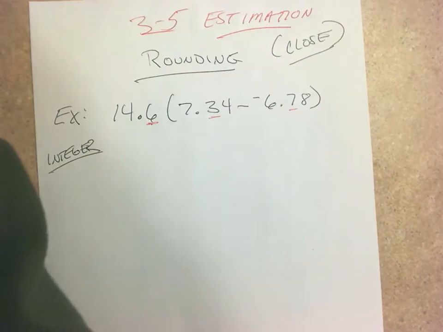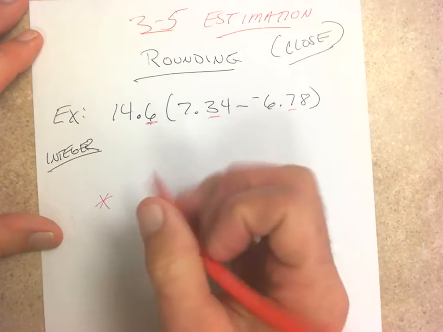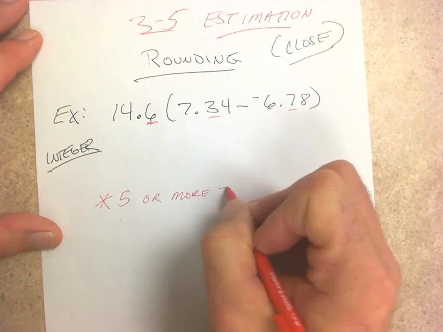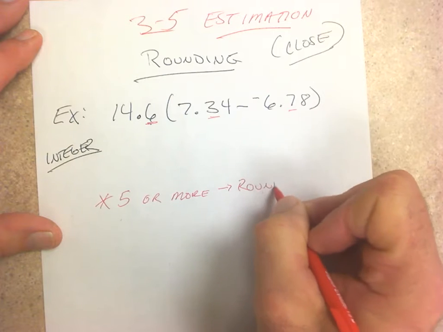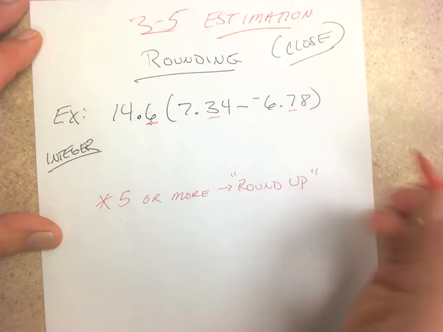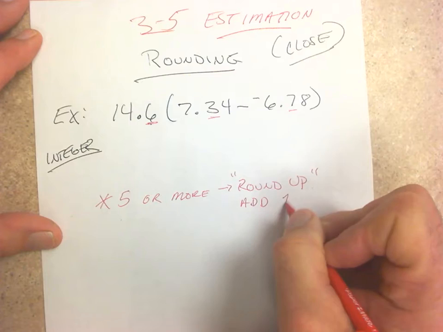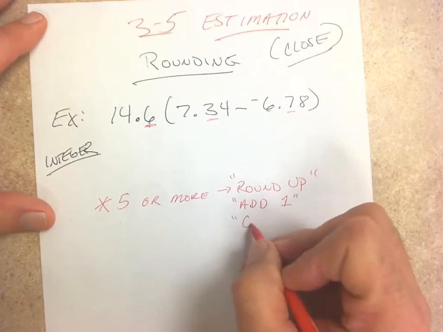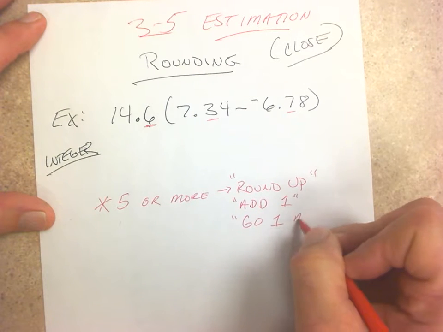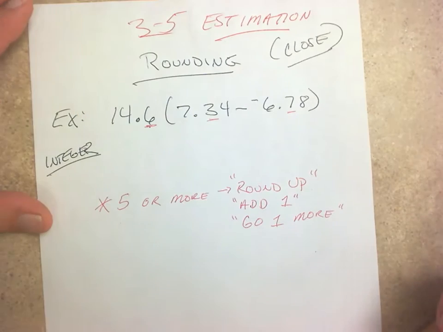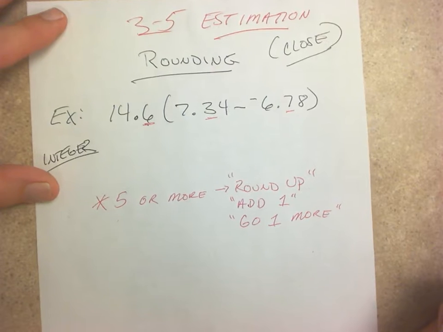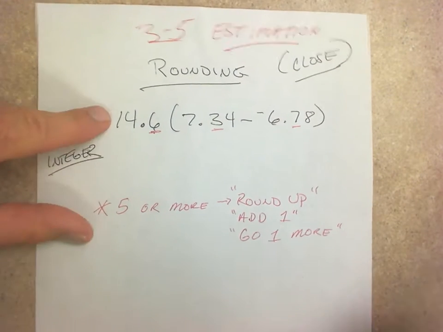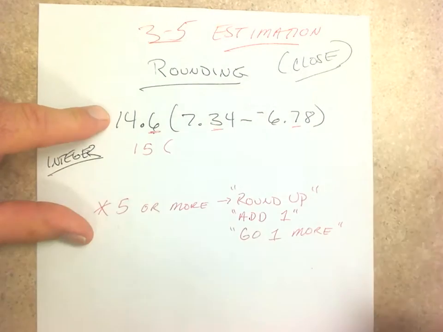Okay, we had two sets of rules that we came up with. If it is 5 or more, we round up. Some classes said add 1. Okay. Some classes said 5 or more, we go 1 more. Whatever version you appreciate, they all work. All right, but this 6 is 5 or more, then this will now become 15.